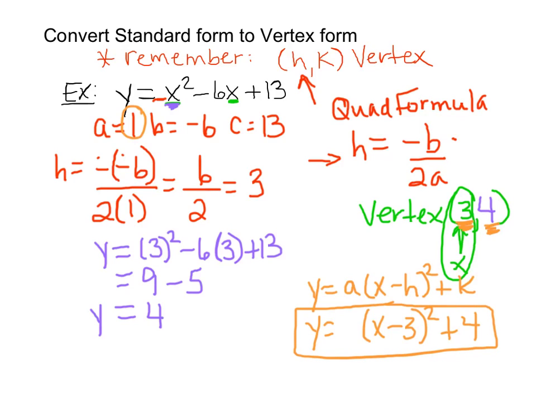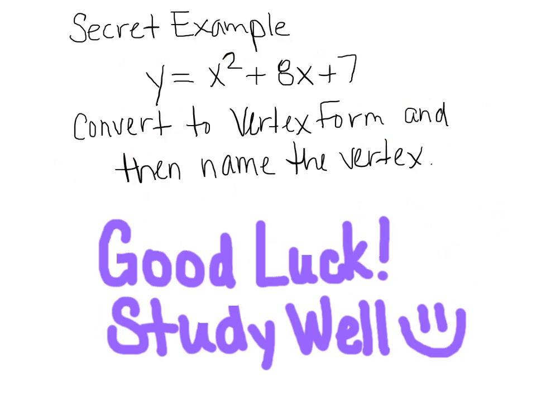Okay, so now what we want you to do is work this secret example. We have y equals x squared plus 8x plus 7. I want you to convert it to vertex form, and then I want you to name the vertex.